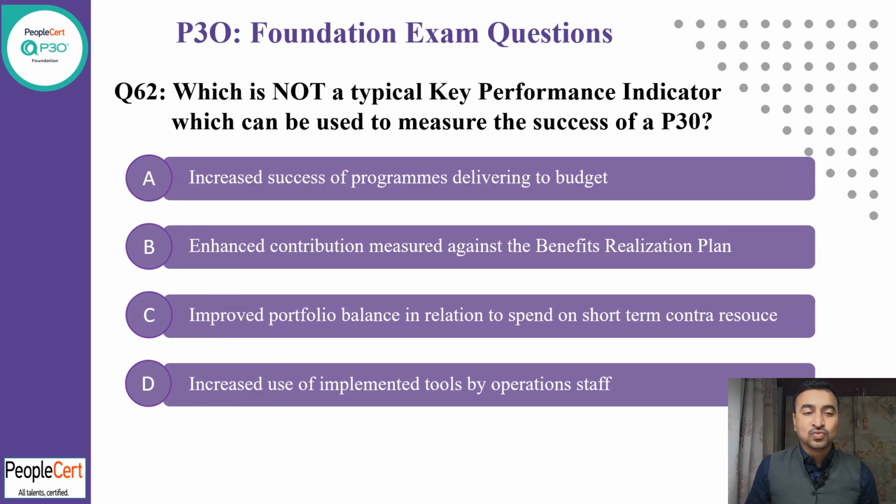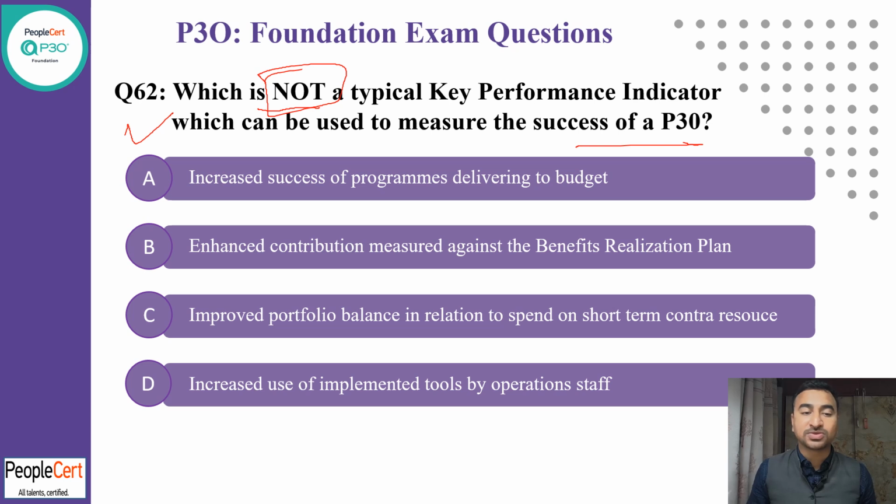Question number 62 says: which is not a typical key performance indicator which can be used in measure of success of the P3O. Now read this question very carefully. Have you noticed something? You can guess: the word "not". It is a kind of negative question. Sometimes you know what would be the right answer, but your mind jumps to an answer, and though you know the right answer, you end up selecting the wrong one. So which is not a KPI, that you need to understand.